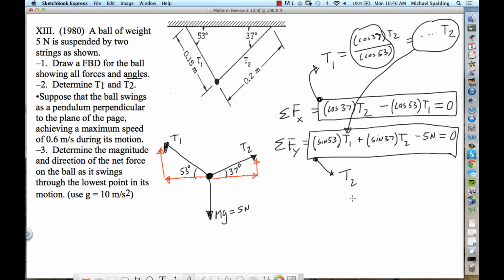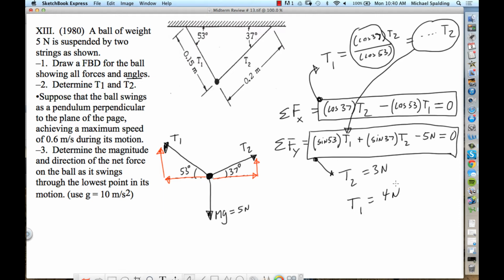If you do the algebra correctly, t2 will come out as 3 newtons, and t1 will be 4 newtons. Okay? So that's parts 1 and 2. Now, the next part of the question.